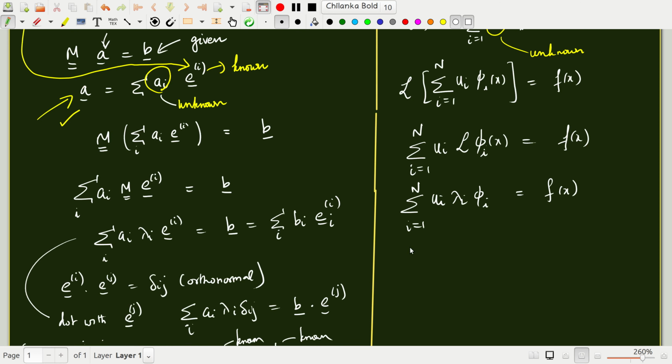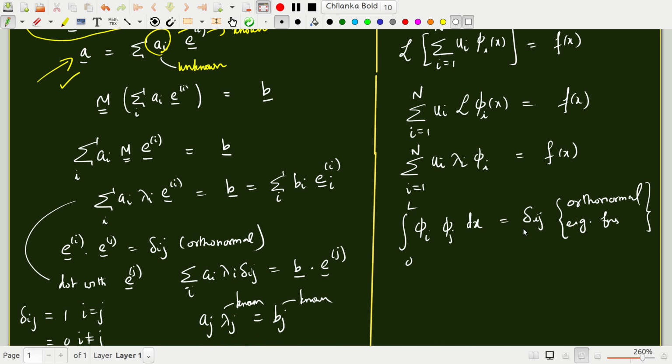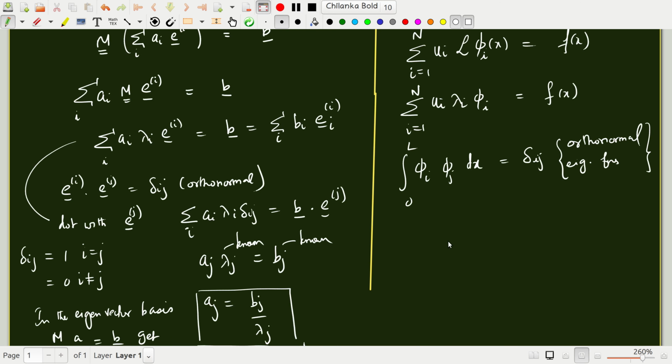Now, if the eigenfunctions are orthonormal, the integral of phi i phi j dx from 0 to L is delta ij. I am assuming orthonormal eigenfunctions. Usually you have an orthogonal set of eigenfunctions. You can normalize them by suitably multiplying them so that you get unity when you multiply an eigenfunction by itself and integrate from 0 to whatever the domain is.